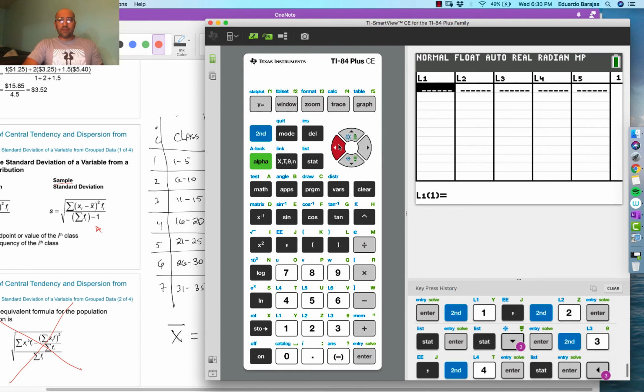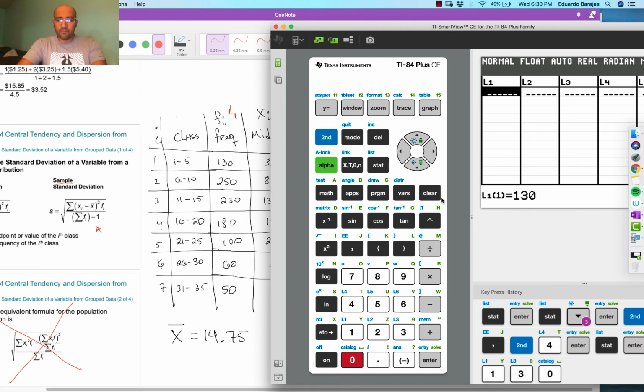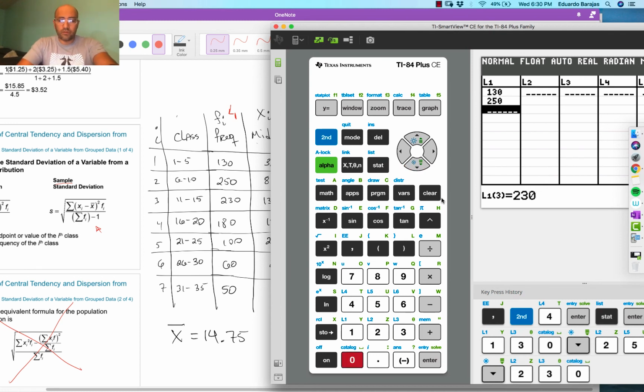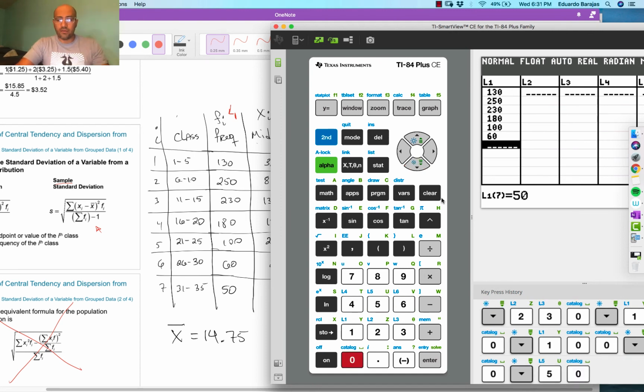All right, so let's type in our results. So I'm going to need to put 130 for here, followed by 250 for here, followed by 230 for here, followed by 180 here, followed by 100 there, followed by 60, followed by 50. Okay, so that's all L1. L1 is there. Let me make sure I copied it right.